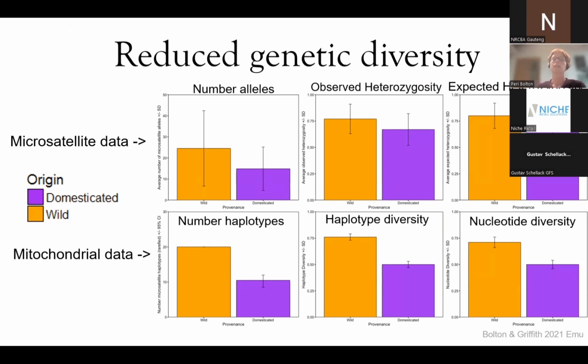Similarly, we see large reductions in the mitochondrial DNA as well. Almost 50% of the genetic variation has been lost in the Australian domesticated populations. And this is despite the fact that we were trapping all through the 1970s and 80s, so this is probably the largest and most diverse population of Gouldian finches out there.